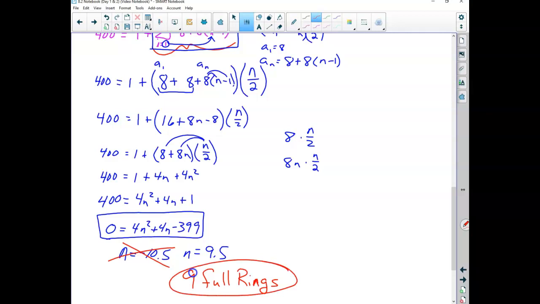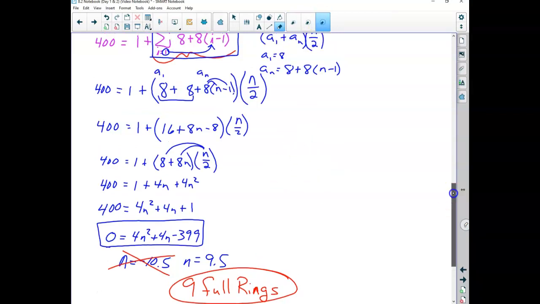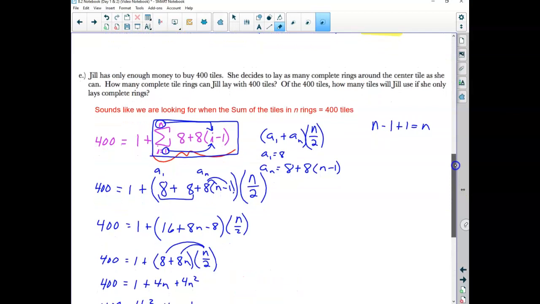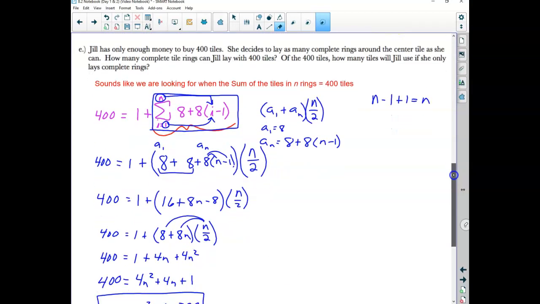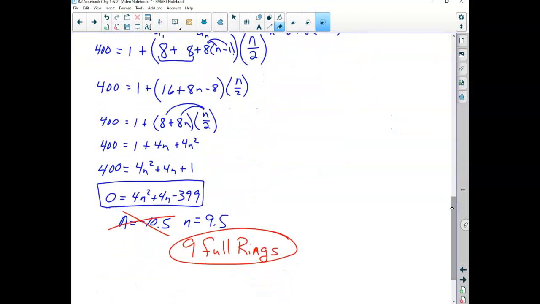Okay, and if she can only make 9 full rings, how many tile is the next question, must she purchase to get that? Of the 400 tile, how many tile will she use if she only lays complete rings? Well, what is that asking you for? That is asking you for yet another sum.